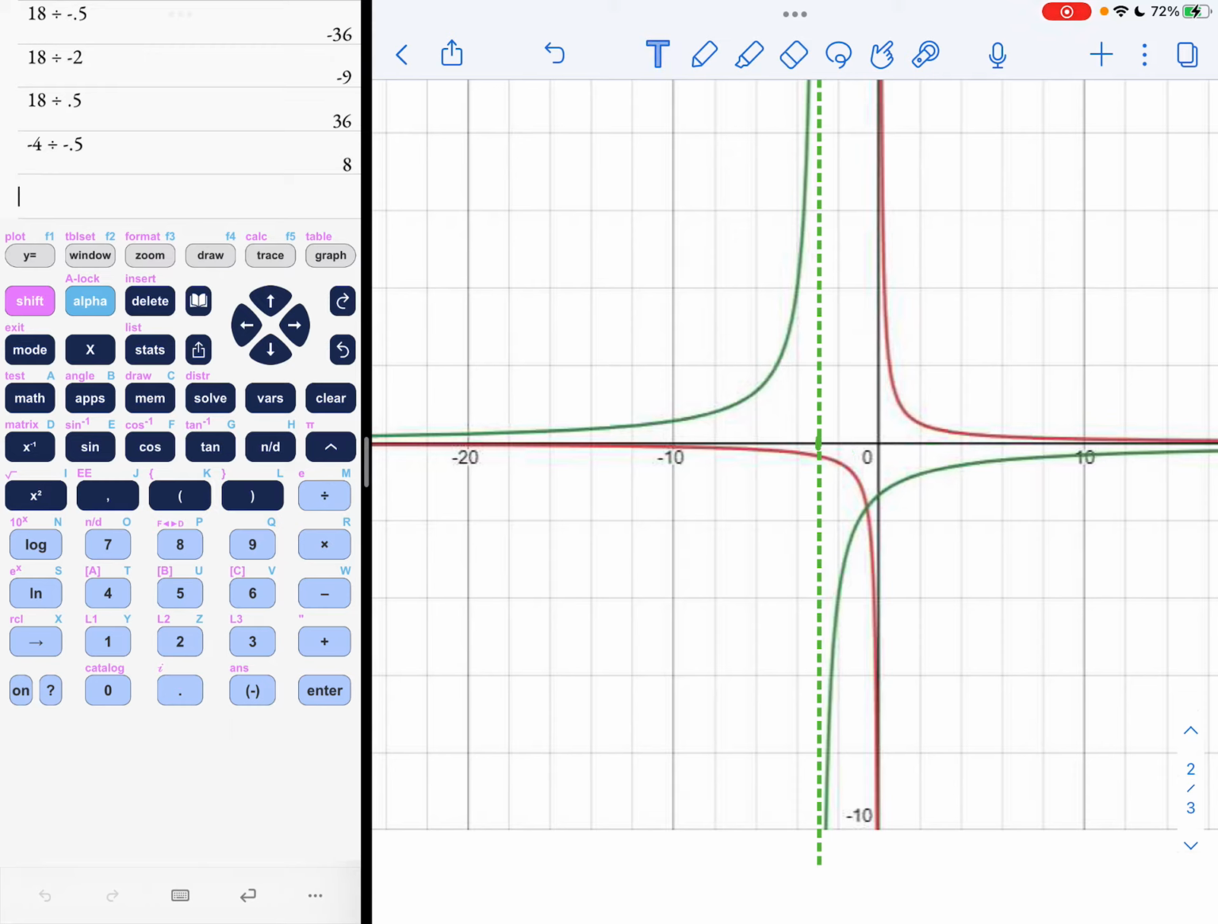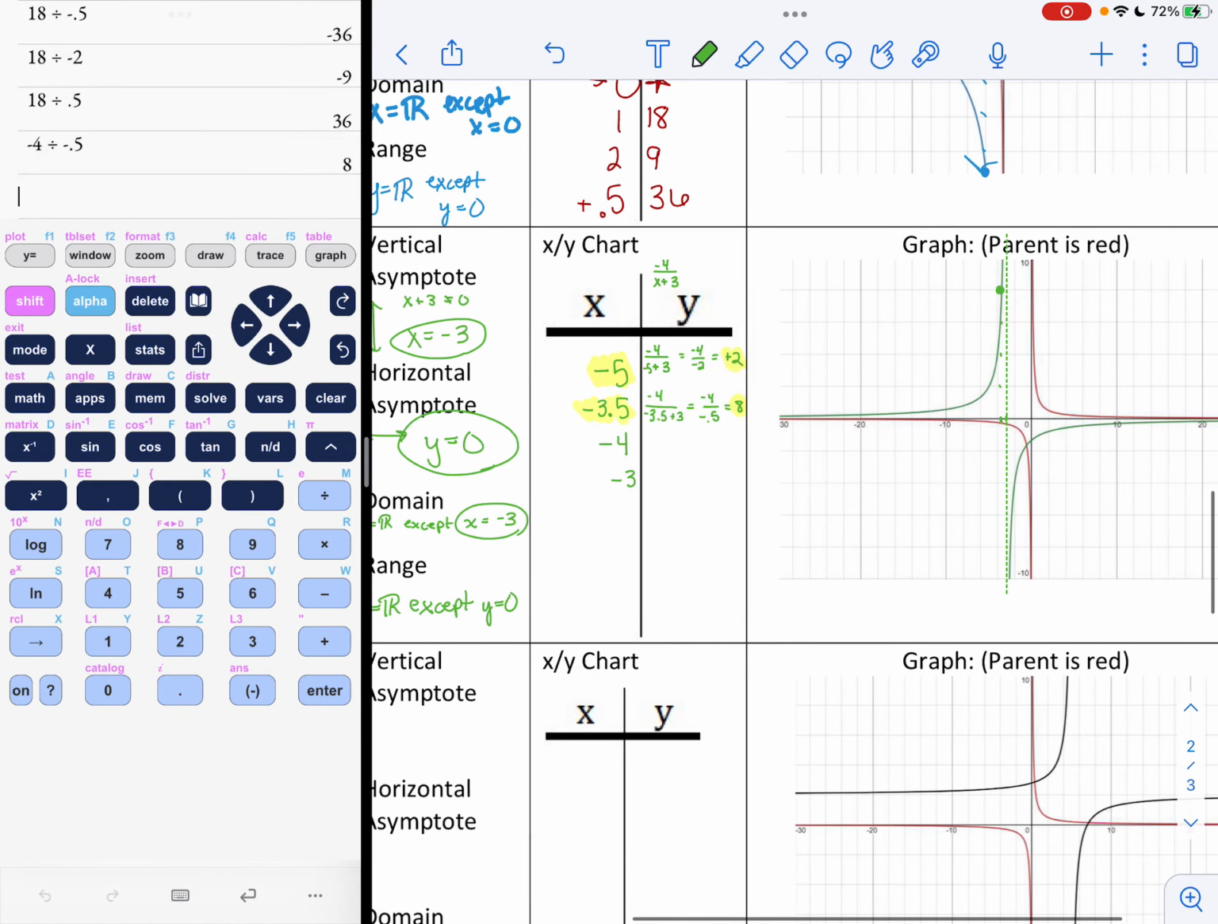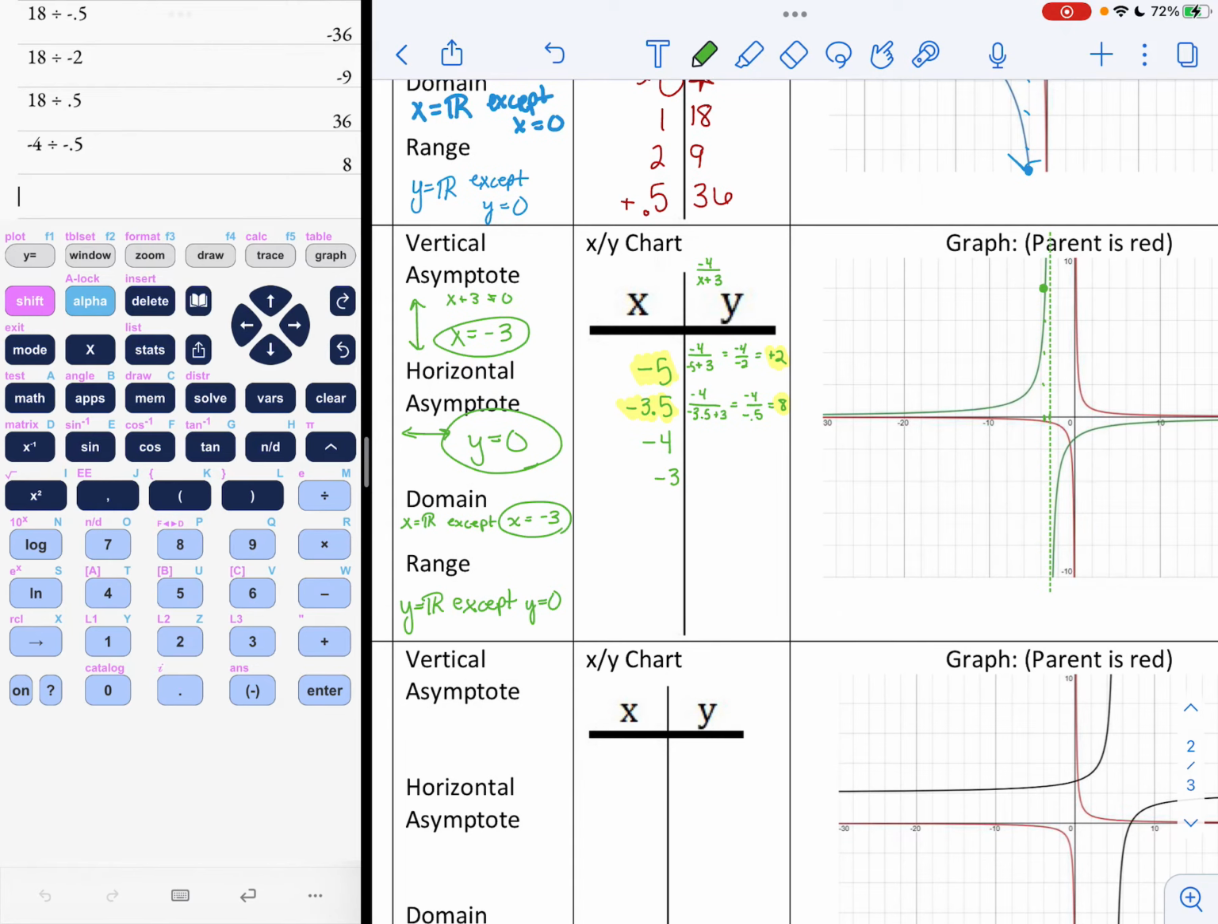Negative 3.5 will be about here. And what did we say? Positive 8, 2, 4, 6, 8. Oh, 3.5, Amy. Sorry, that's 3. This is 3.5. So we're looking at positive 8, 2, 4, 6, 8. There it is. So again, you can see these really nice shapes coming into form. And I just picked some above, some below, and some very close.